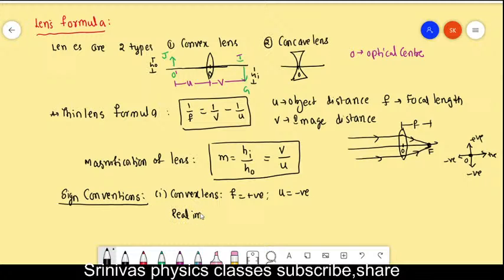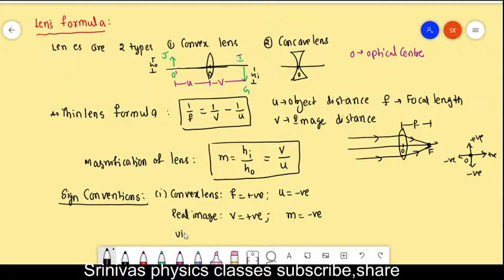Now, the convex lens may form a real image, or it may form a virtual image. If the convex lens forms a real image, the image will be on the right side. That means we have to take image distance as positive. And the image is inverted, which means magnification will be negative. These conditions we have to take.